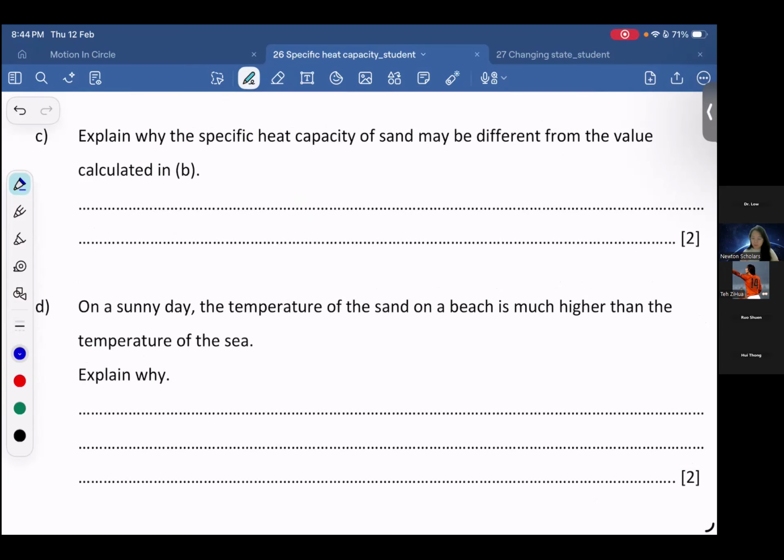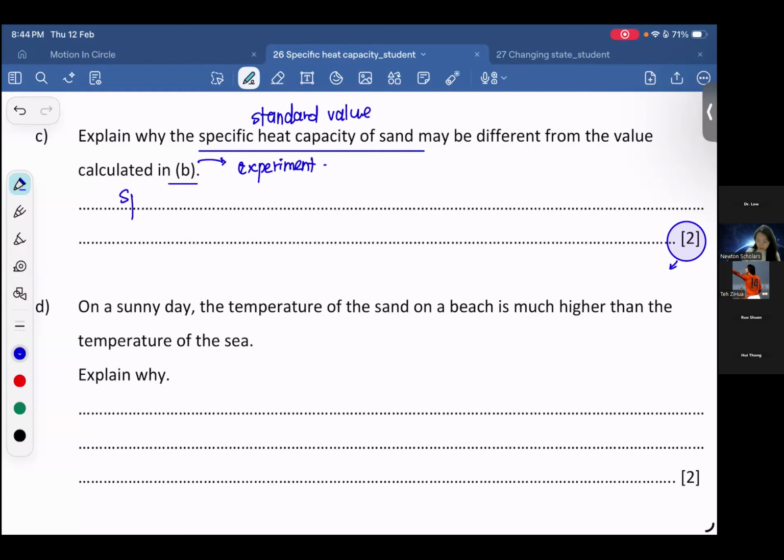Explain why specific heat capacity of sand may be different from the value that you calculate in B. That means that the standard value, it might be different from what you calculate in B. Calculate in B actually is experiment one. Okay, so here 2 marks. Of course, one of the most important marks, we can say that some heat energy lost to the surrounding, right? Okay, so here one more point we have to think. Then standard value actually it should be higher or lower than what you calculate in B.